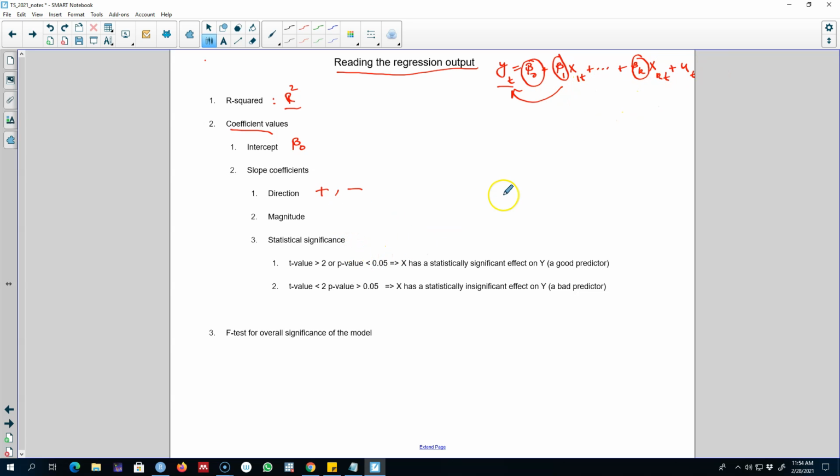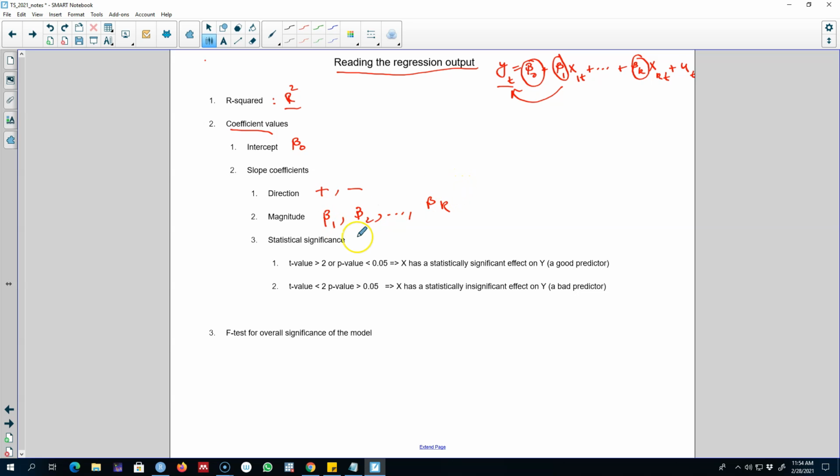And then you need to know the actual value of each of these coefficients. For example, if the value of beta 1 is 3, it shows that if x1 increases by 1 unit, y increases by 3 units. So the magnitude or the extent of the relationship will be shown by these actual beta values.